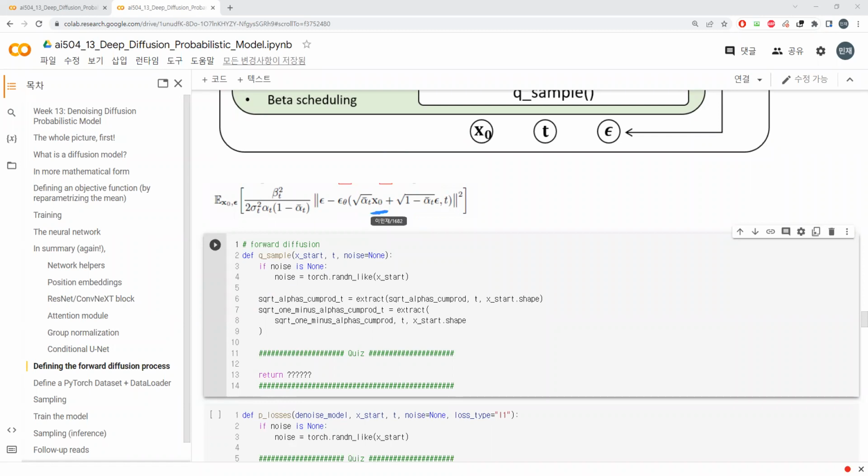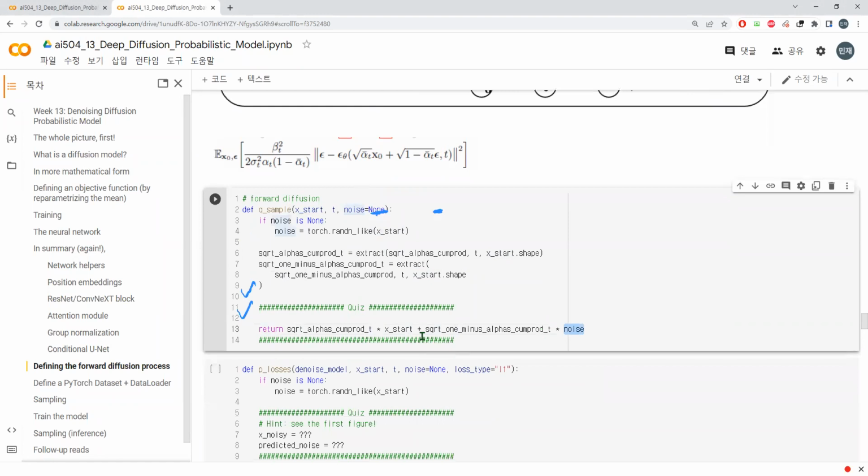So this is a linear combination of x0 and epsilon, right? Weighted by square root alphas cumprod and square root 1 minus alphas cumprod t. So the answer is this one. The linear combination of this x_start and noise, but weighted by these two terms. Okay.